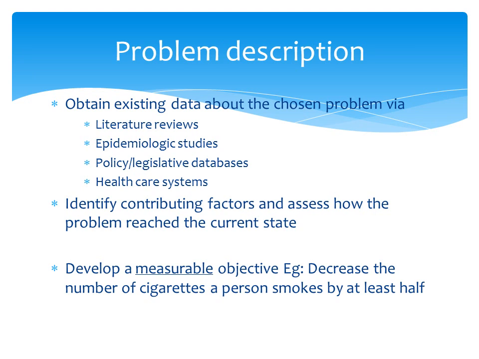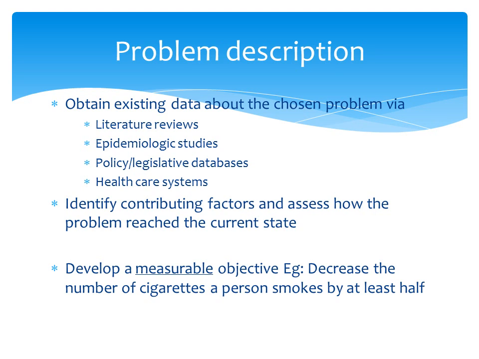I'll go over each of these phases in detail, starting with the problem description. First, it is important to obtain information regarding the problem you are addressing. This can be done via literature reviews, epidemiological studies, policy and legislative databases, and healthcare systems. Factors contributing to the problem must also be assessed. For example, unavailability of fresh food in a community and unclean water in the community might actually be the root cause of the disease in that community. As part of the problem description, a measurable objective has to be developed, such as decreasing the number of cigarettes a person smokes by 50% or doubling consumption of fresh fruits in the community.